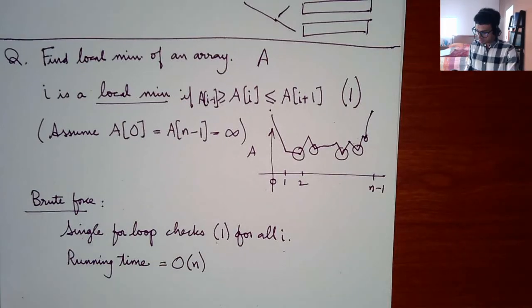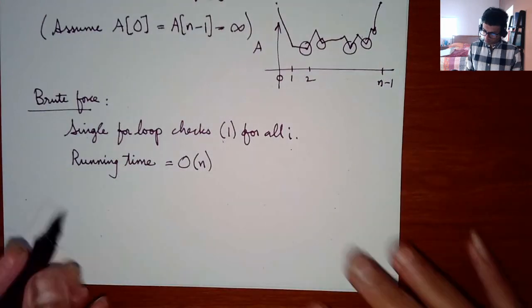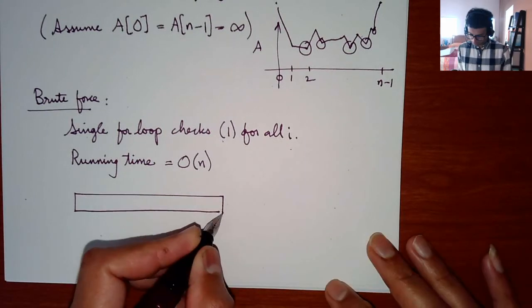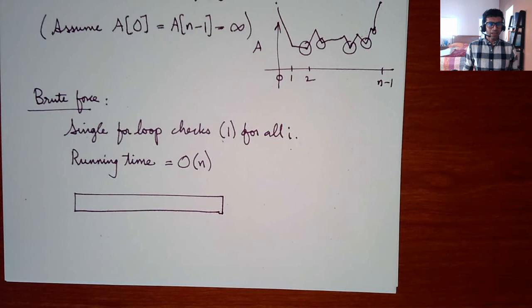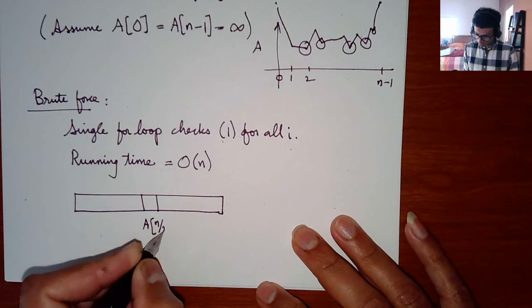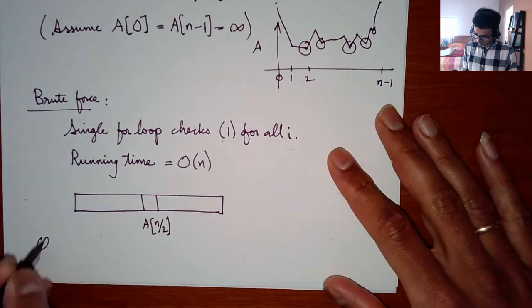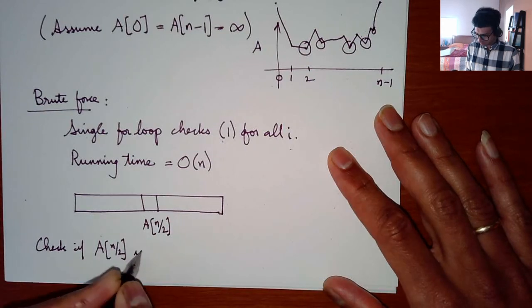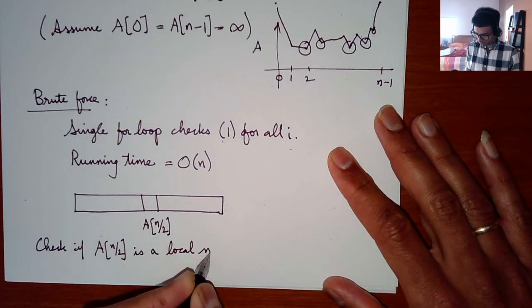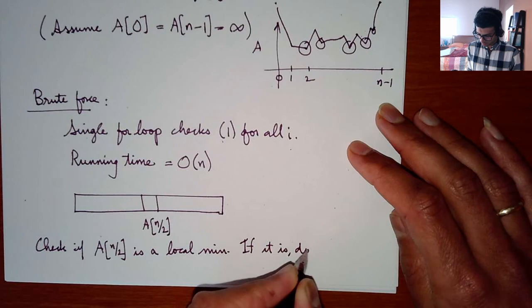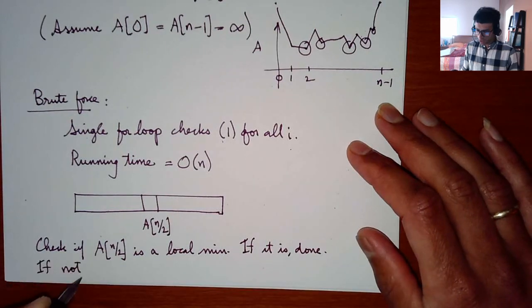So let's do divide and conquer for this problem. It's a little subtle. So here's your array. I want you to ignore indexing issues, even, odd, things like that, to understand the main picture. Let's start with A of n over 2, which is what we would do in binary search. We can check if A of n over 2 is a local minimum. If it is, then we're done. If not, then what?